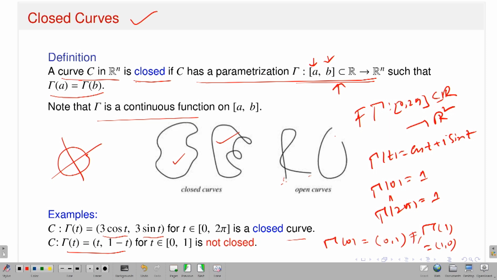This is a continuous function because of its components. What are the component functions? t is one component function, and 1 minus t is the other. Component functions are continuous functions, so this is a continuous function. It is a parameterization and it will give a curve, but it is not closed because the value of gamma at 0 is not equal to the value of gamma at 1.